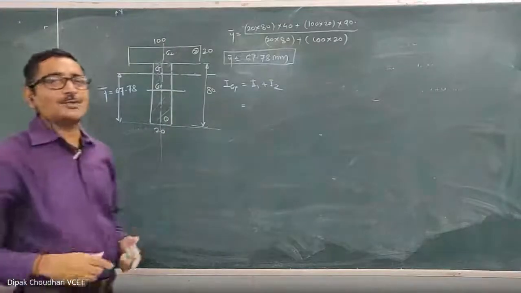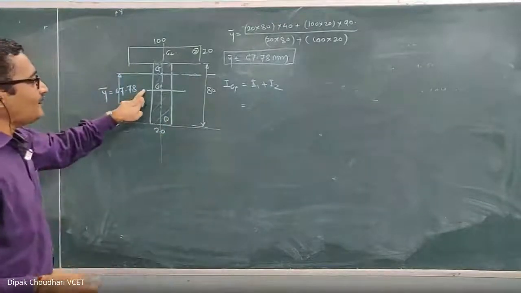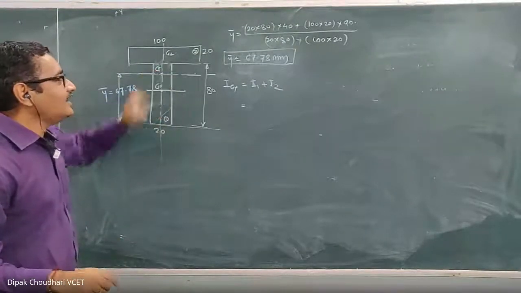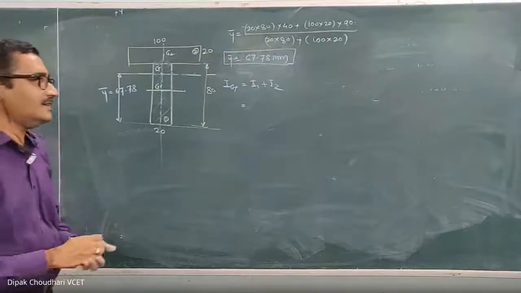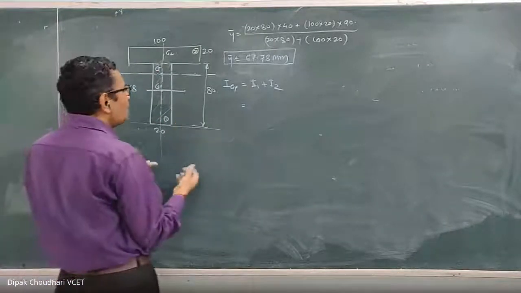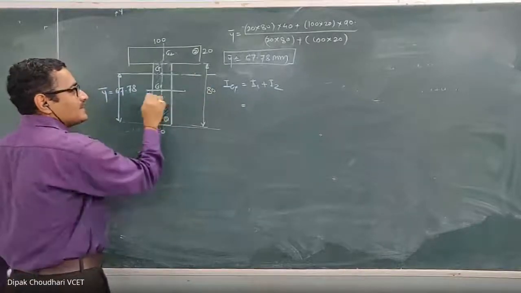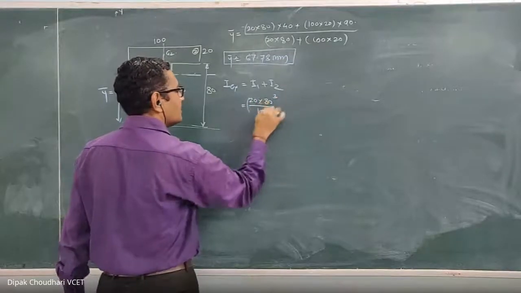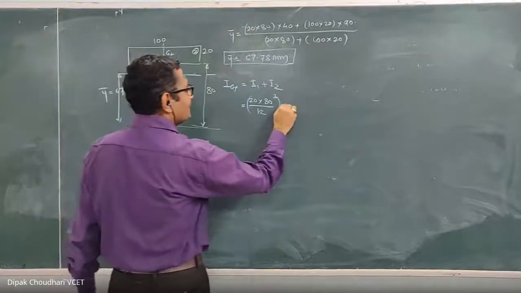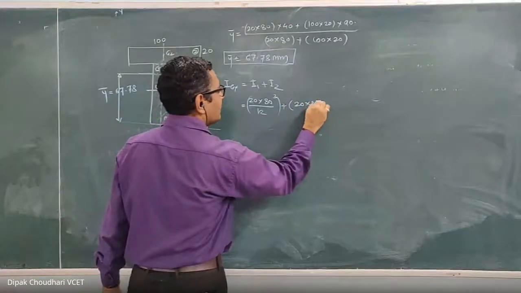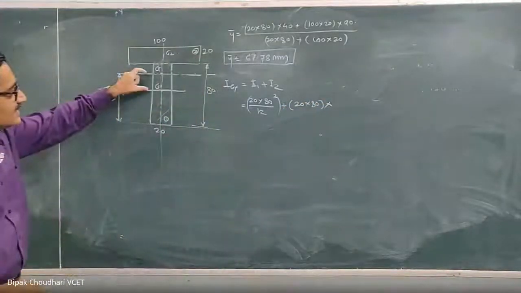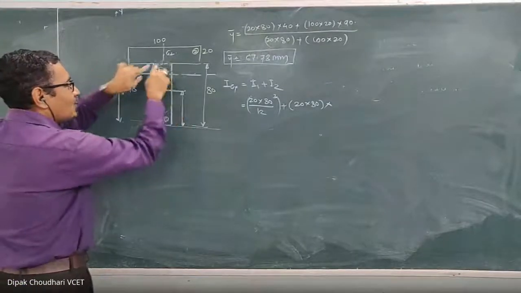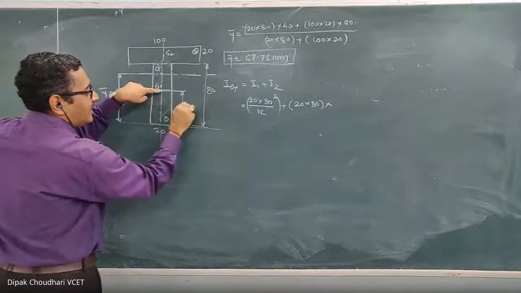The parallel axis theorem should be in your mind: moment of inertia about its own centroidal axis plus area into the square of the distance between the two parallel axes. So I1 equals BD cube by 12, the cube of the side perpendicular to the reference axis. It is 20 into 80 cube by 12, that is Ig1, plus area 20 into 80 into the square of the distance. Now how much is this distance? This is 67.78, and this is the centroid of the first rectangle, at its midpoint. If this is 80, then this will be 40.